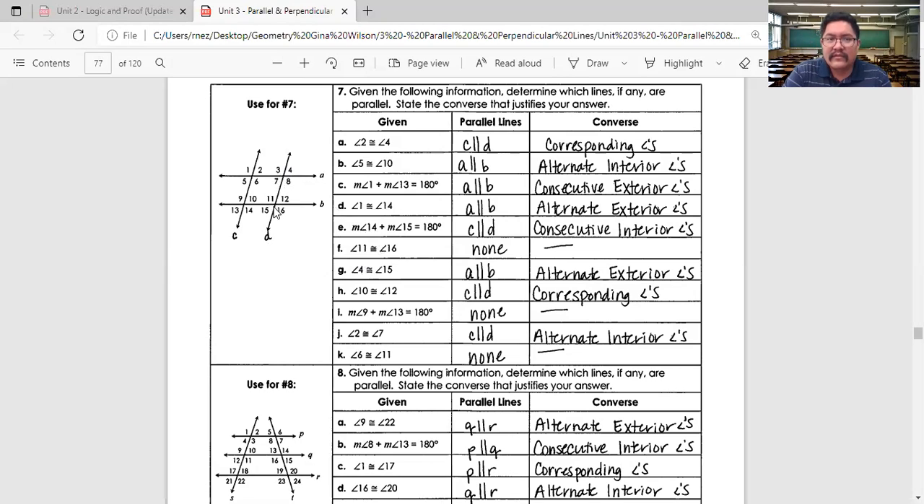So yeah, that is one of the ones. They're on opposite sides, so that would make it alternate, and then they're both on the outside, which means alternate exterior angles. Okay, that one was a pretty easy one to go with.